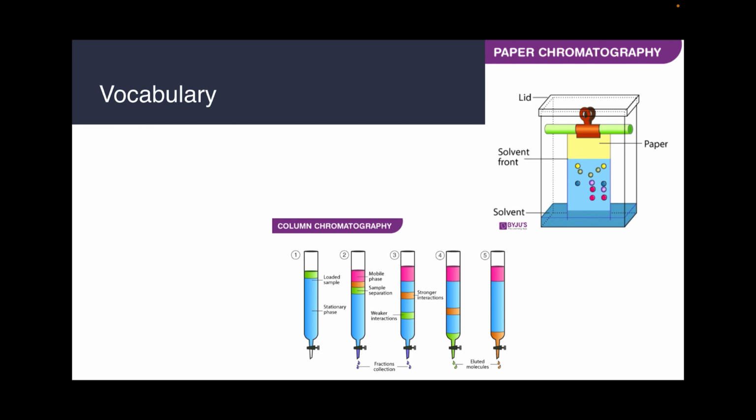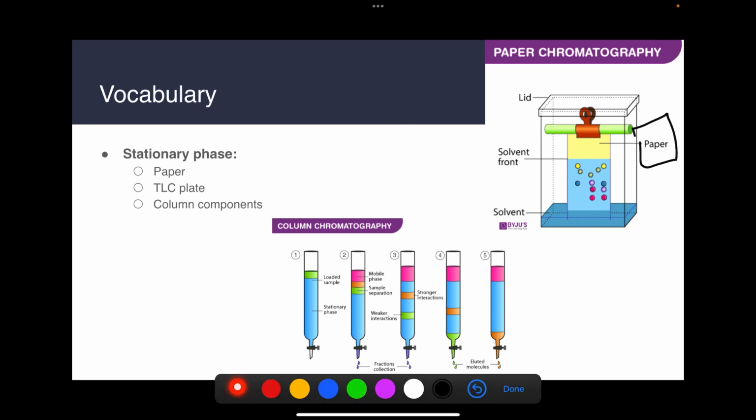Before we unpack these types of chromatography, let's talk a little bit about the vocabulary. There are two phases in chromatography: the stationary phase and the mobile phase. The stationary phase is the phase that doesn't move. It remains stationary. In paper chromatography, this is the paper. The paper remains stationary as you run the chromatography experiment.